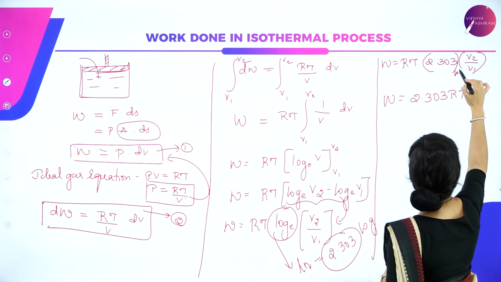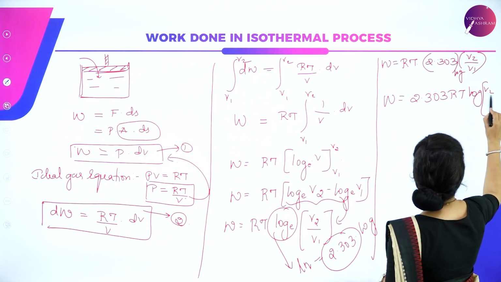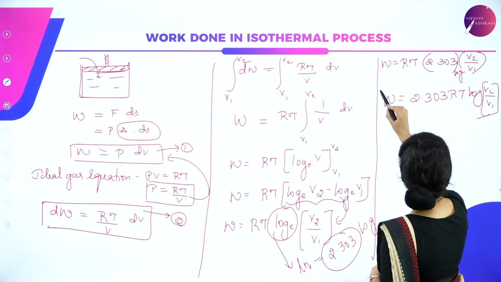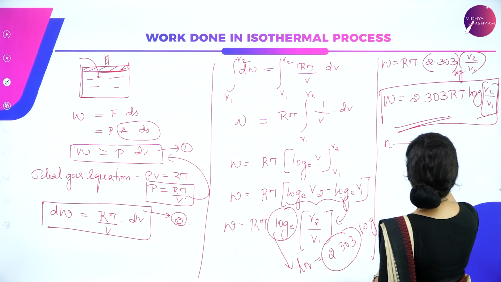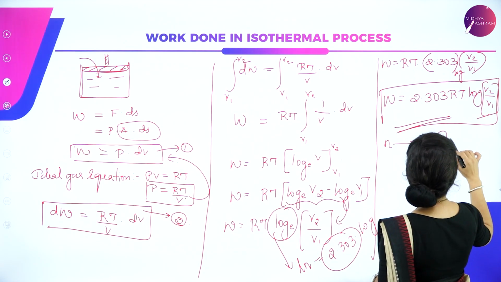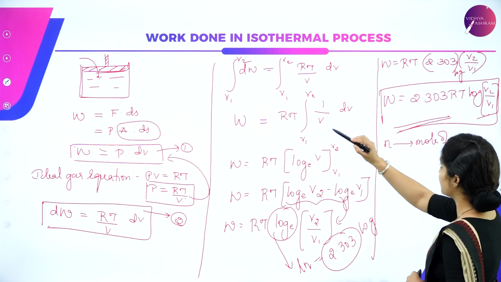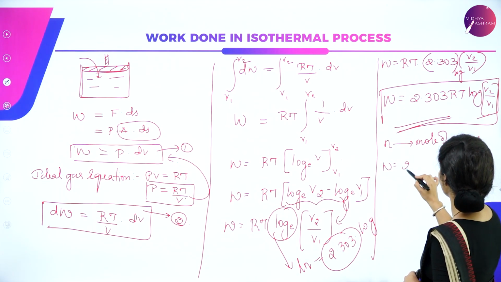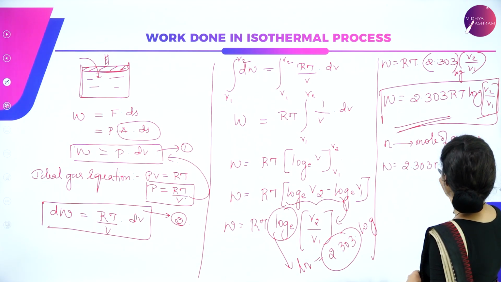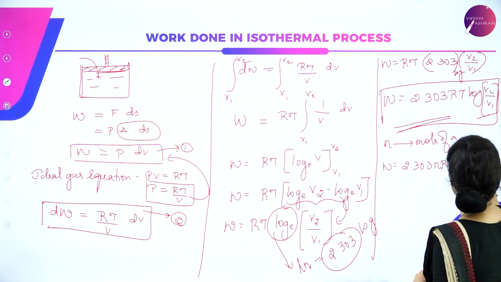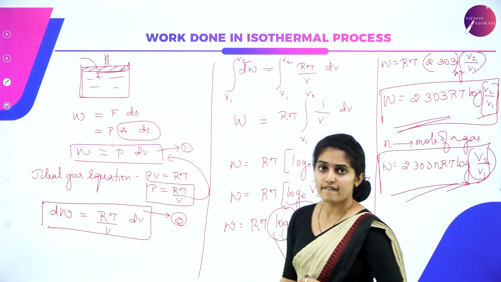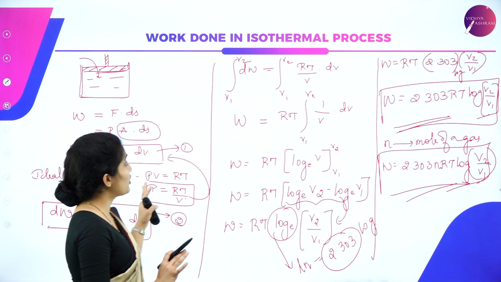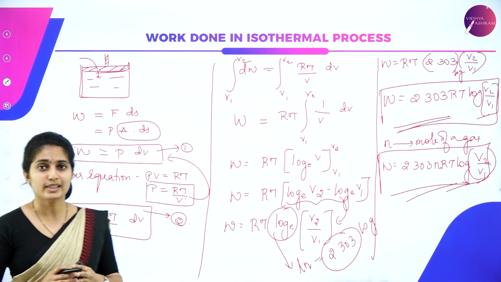Here we will have to add up log to the base V2 by V1. Okay, so this is the set of equation. Suppose for n moles of a gas, we can write the work done during isothermal process as 2.303 nRT log to the base V2 by V1. This is the final equation for the work done. So this is all about work done in an isothermal process.